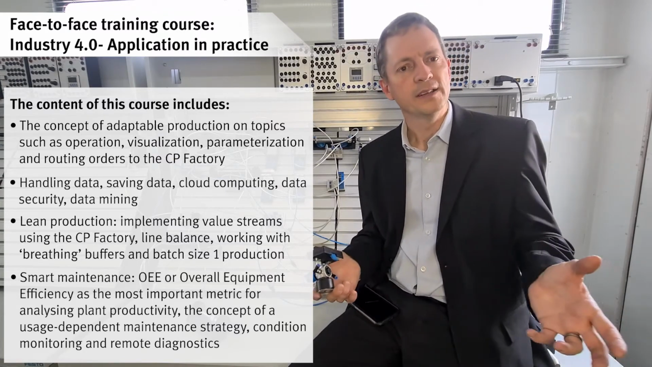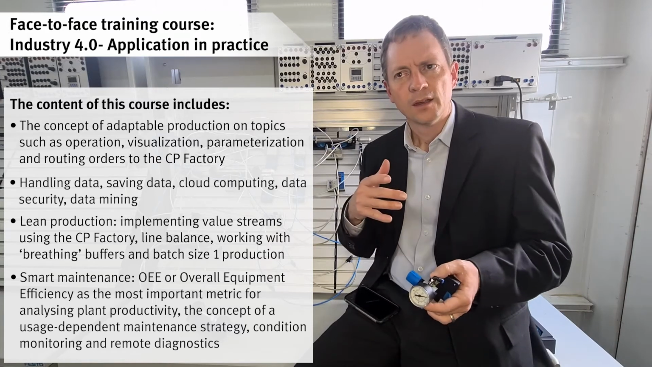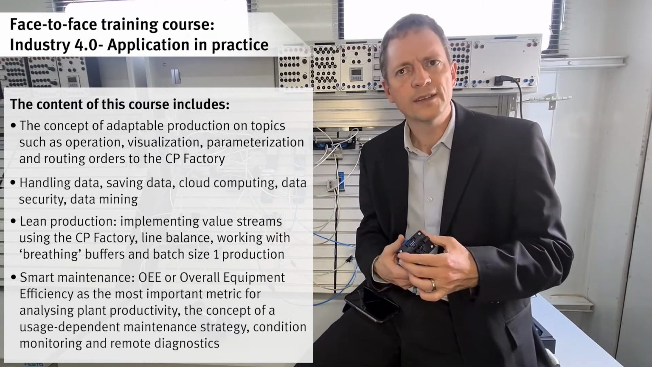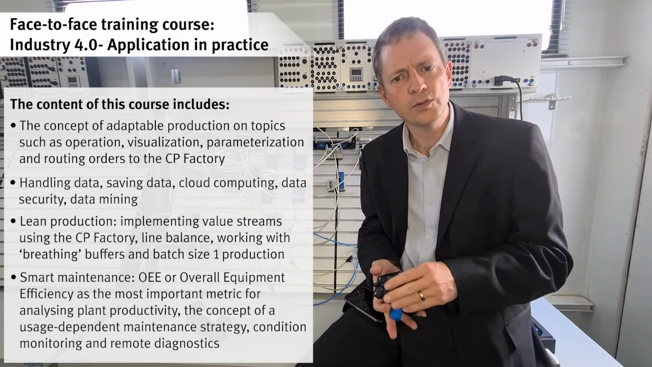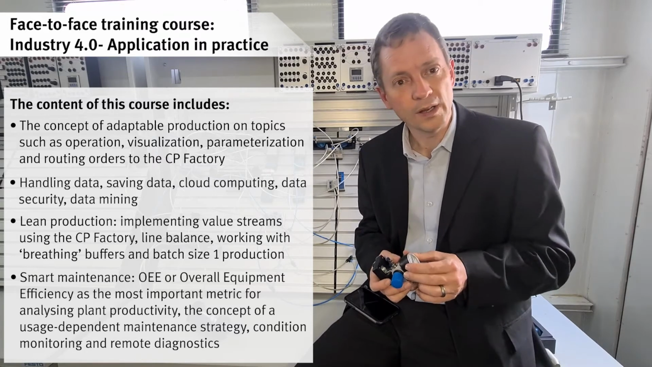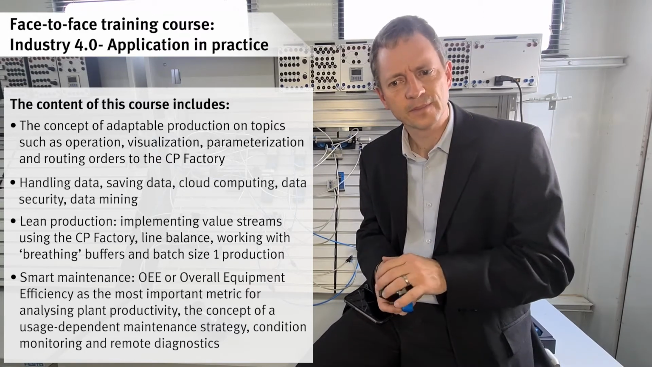What does smart maintenance mean? Overall equipment efficiency. Why is that an important metric for us to take a look at? Why is condition monitoring important, and how do we use smart sensors to be able to tell us when and where to maintain equipment for the optimum cost?